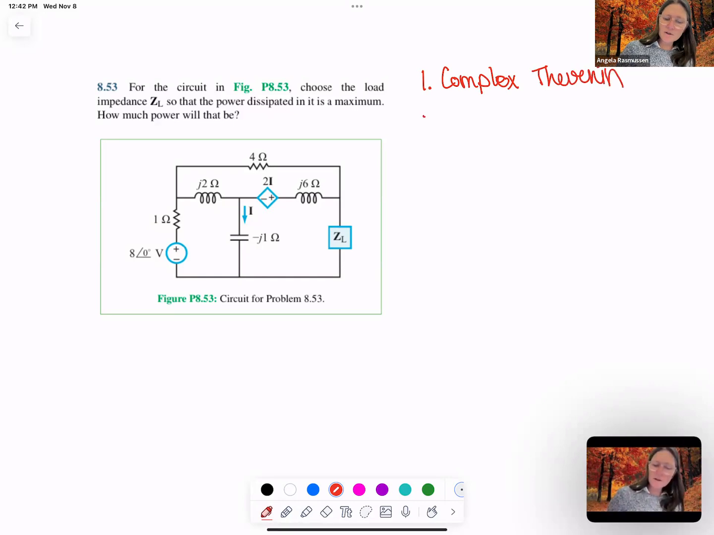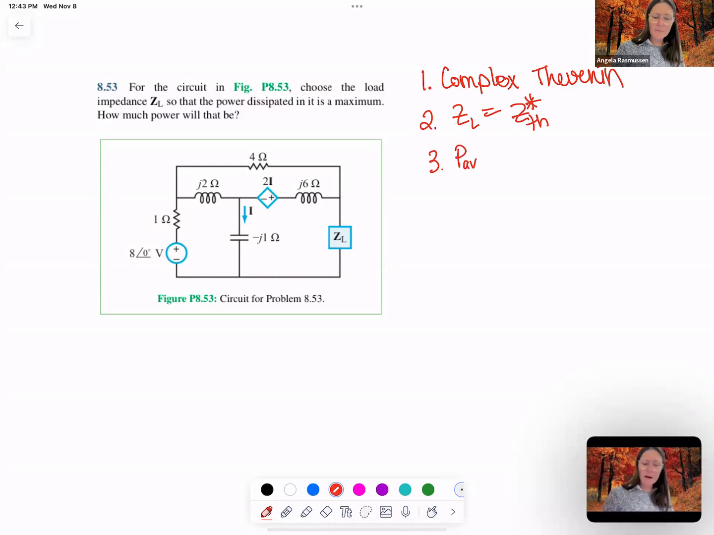So that's going to be your first step, a complex Thevenin. Then you're going to just match ZL with the complex conjugate of ZTH. And then you're going to find the average power max by 1/8 VTH squared over RTH.